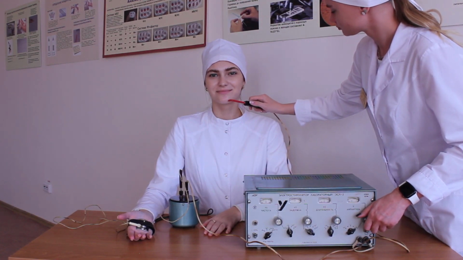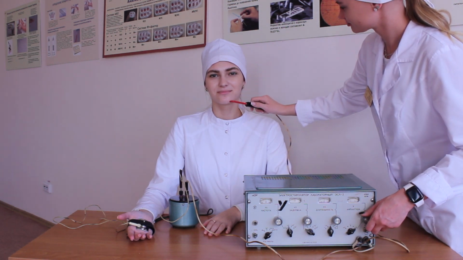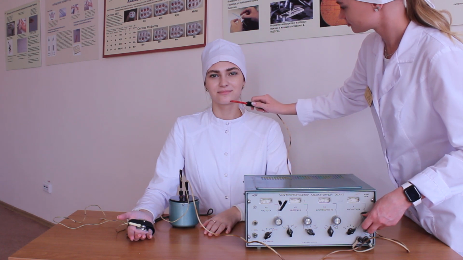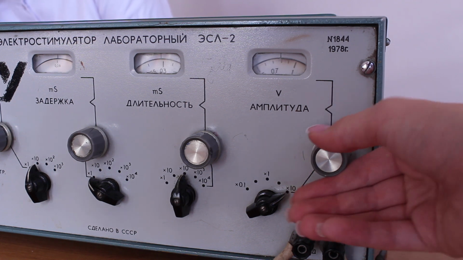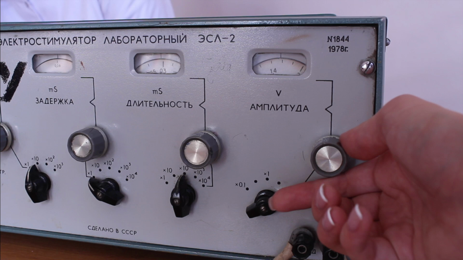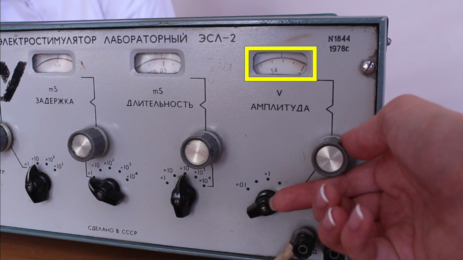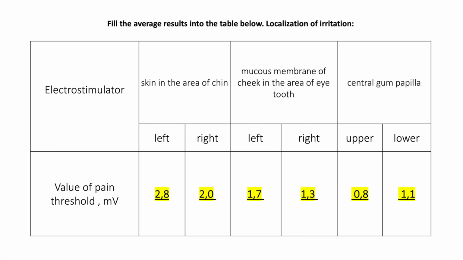gradually increasing the intensity of irritation. They bring it until the subject has a clear sensation of painful injections. Measurements at each point are carried out 3 times. Data is entered into a table.